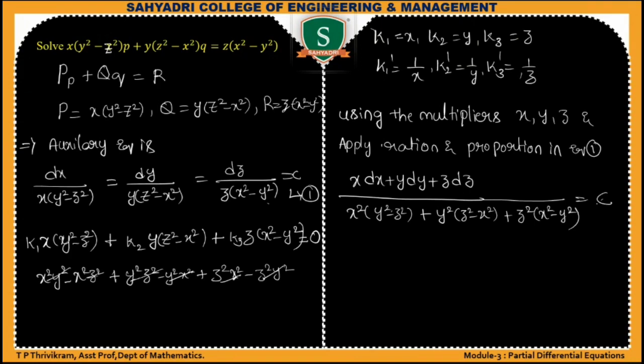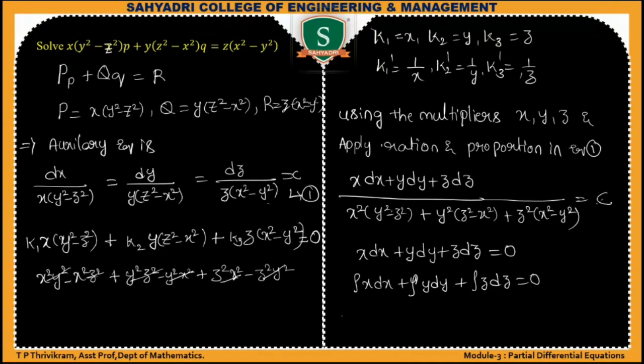So automatically this will become 0. We have verified it. So x dx plus y dy plus z dz must be equal to 0. Now apply integration: integral x dx, integral y dy, plus integral z dz equal to 0. This implies x square by 2 plus y square by 2 plus z square divided by 2 equal to some c1, I can write.